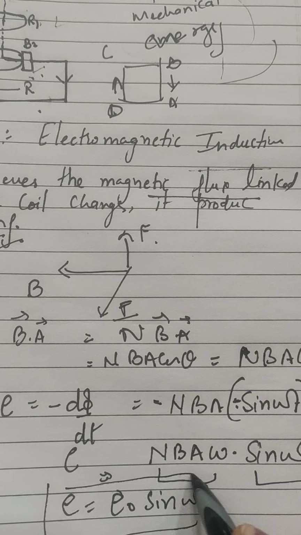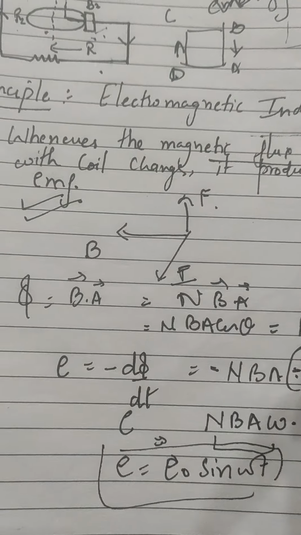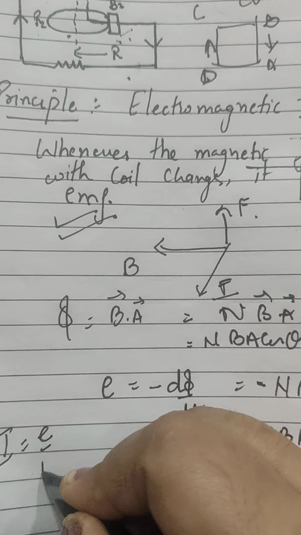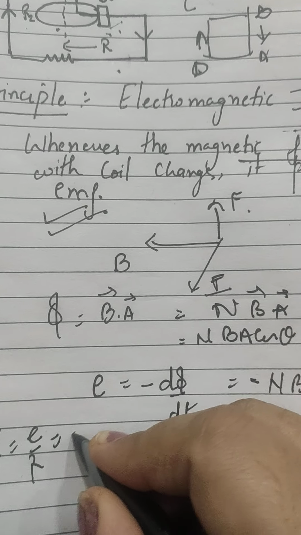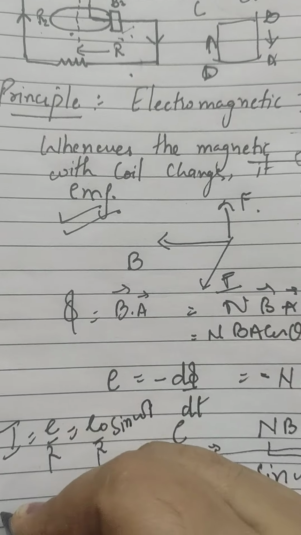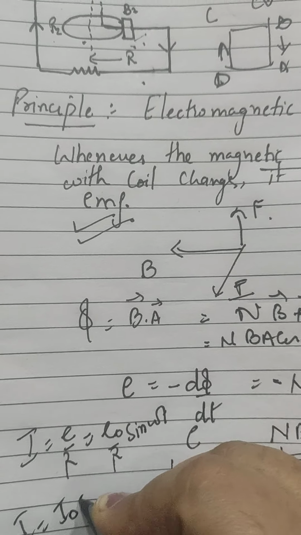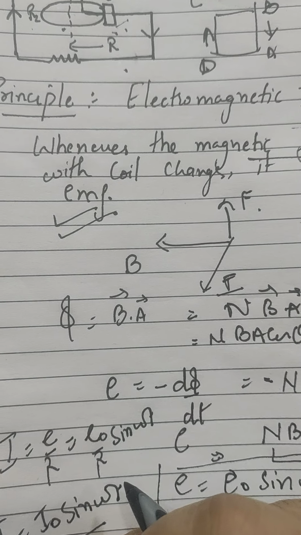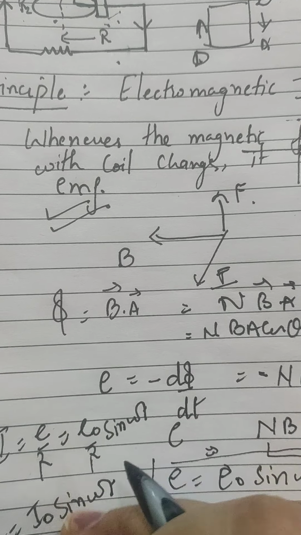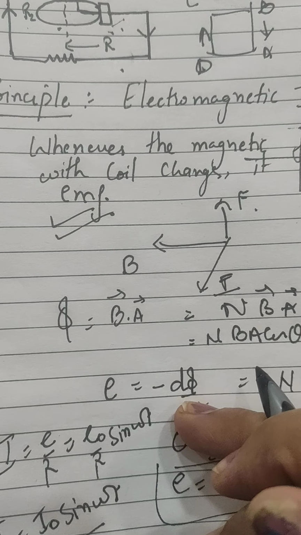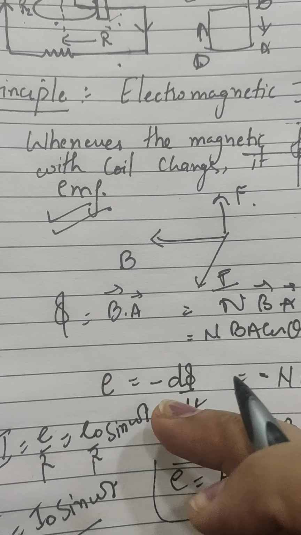Similarly we can get the value of current. Current I can be calculated as E by R, which is equal to E naught by R sine omega t, or I is equal to I naught sine omega t. So basically current and EMF both can be represented in terms of the phase angle omega t, and both are represented by a sine wave.